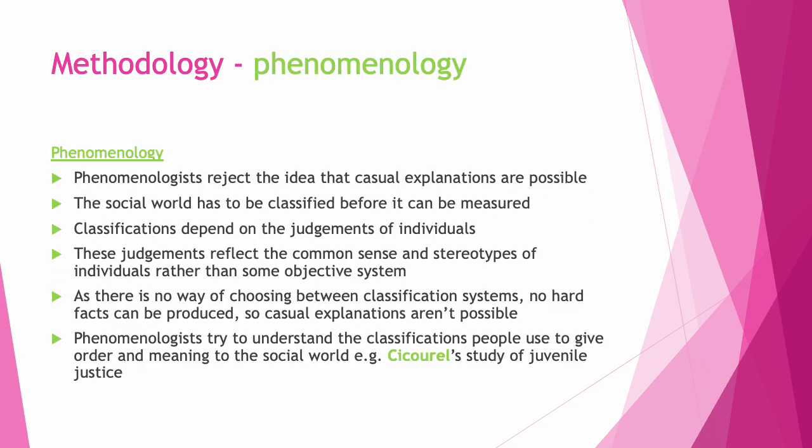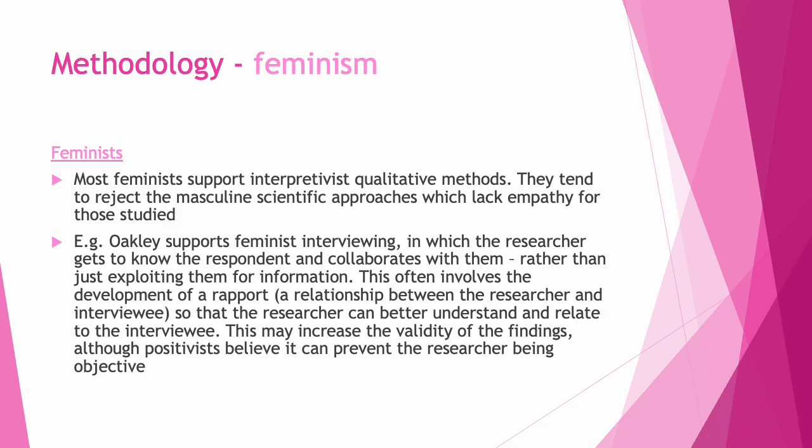Phenomenologists reject the idea that causal explanations are possible. The social world has to be classified before it can be measured. Classifications depend on the judgment of individuals. These judgments reflect the common sense and stereotypes of individuals rather than some objective system. As there's no way of choosing between classification systems, no hard facts can be produced, so causal explanations aren't possible. Phenomenologists try to understand the classifications people use to give order and meaning to the social world, for example, Cicourel's study of juvenile justice.